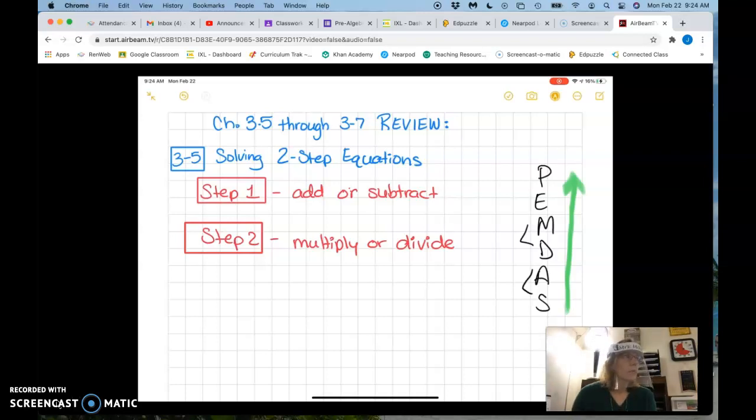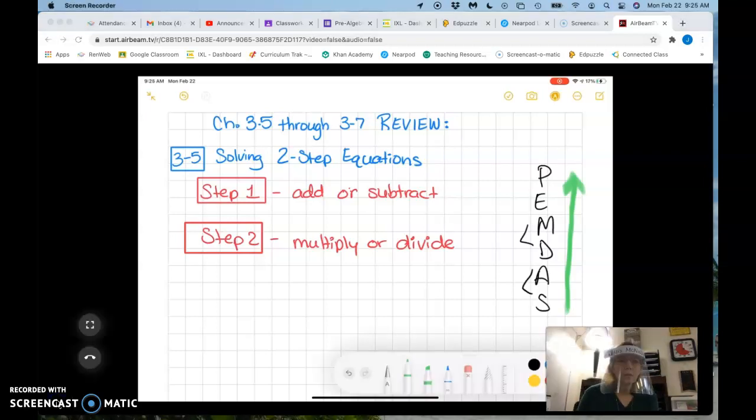So later on in math, when it gets more complicated, you're going to have some exponents and some parentheses that you're going to have to solve. And you'll do those after you do step 1 and 2, which is add or subtract, multiply or divide. Okay, so also in addition to these rules, we need to remember that equations have to stay balanced.